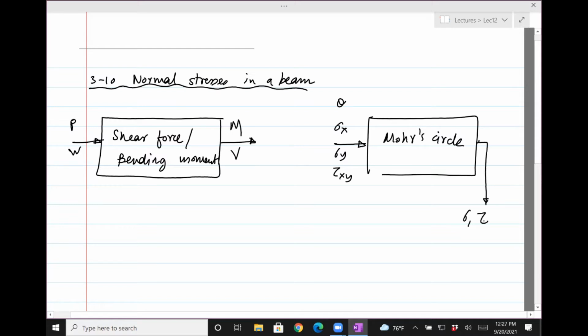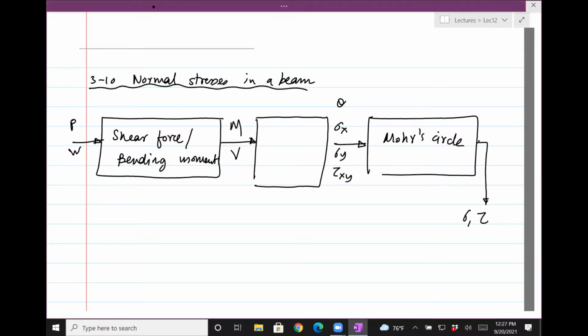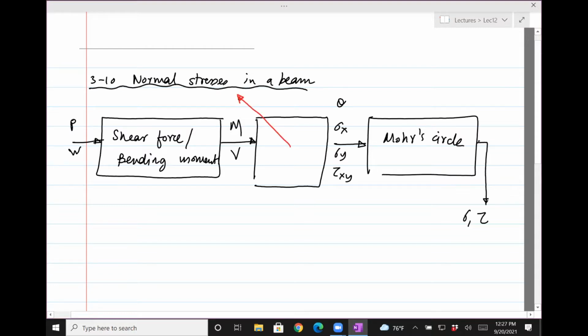But then there's a piece missing, which is how M and V are related to sigma x, sigma y, and tau xy. And that's the block we're going to talk about now. So it's this thing which is going to tell us what goes into this box, which gives us sigma x, sigma y, tau xy, so that we can use that in Mohr's circle. And there's another piece, to come in 311, which is on transverse stress or tau xy. So once you know 310 and 311, we'll have that block, and that completes the whole thing. So we can go from the left side to the right side.